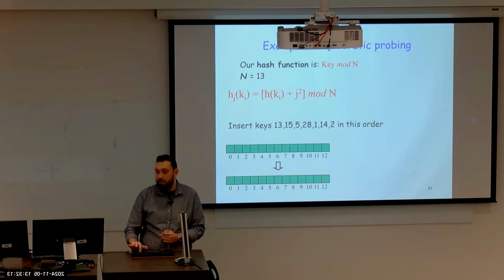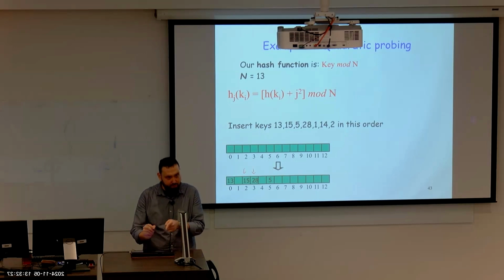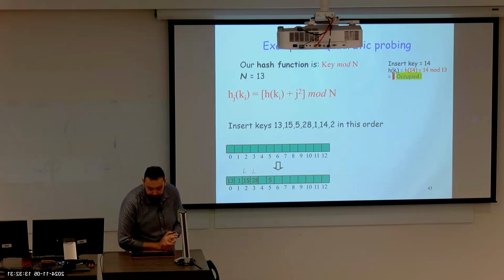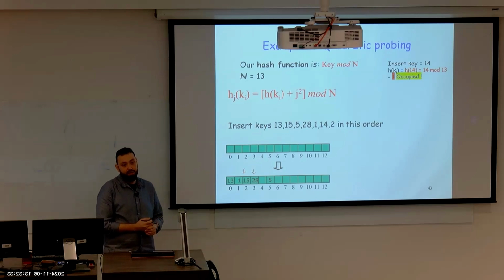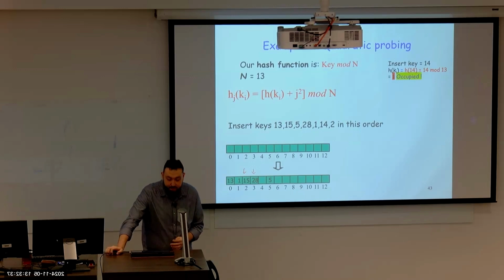Again, I want to add 13. I already know that 13 is going to be at 0, 15 at 2, 5 here. Now I want to add the 28. And the 28 is going to be here, because why? It's going to be at 2, and then we're going to put it at 3. So let's try now the 14. So look what's going to happen now, guys. 14 mod 13, 1 is occupied. So what should I do now? Who can help me with this?